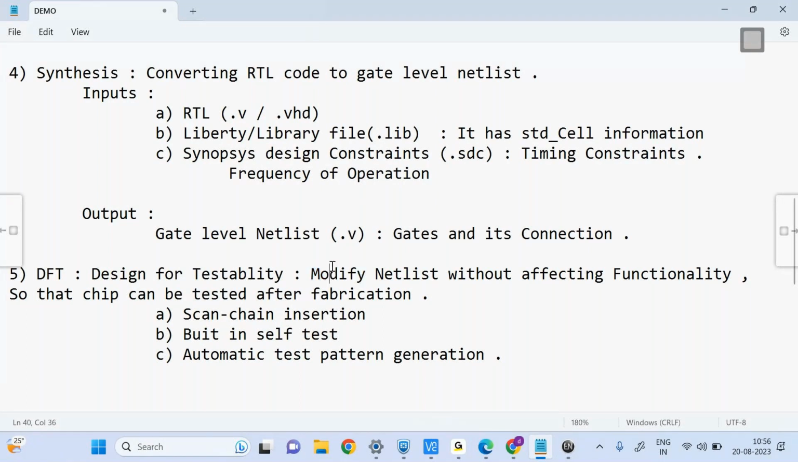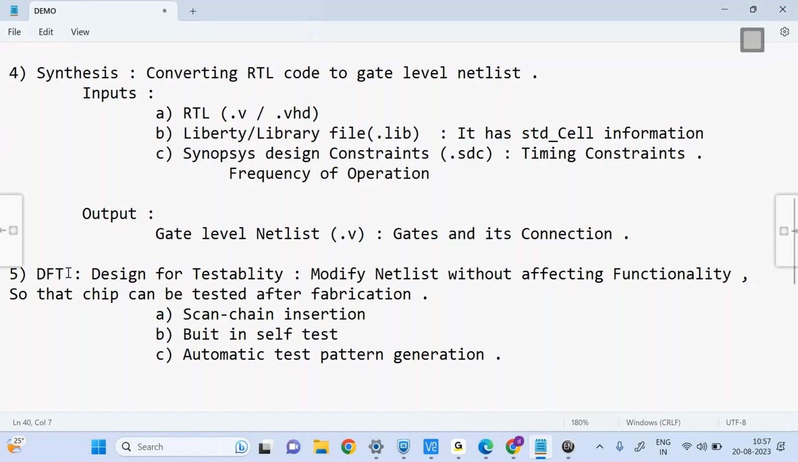Whatever is present in the netlist, that only we take through physical design, and that only we are going to fabricate. That is what the DFT team does. This is also one of the biggest domains in VLSI, design for testability: understanding the design and inserting all these logics so that the chip can be easily testable and we can identify the faults. We can increase the controllability or observability of the chip after fabrication. That is the role of DFT.